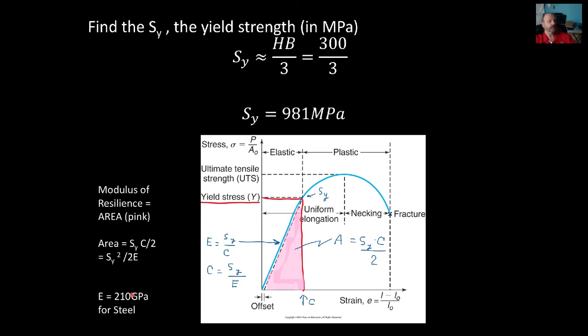And you can look up the elastic modulus of steel. Okay, and it ranges, so if you know exactly what steel you have, you can go look it up. And in this example, they say it's 210 gigapascals. Now that's giga, we were dealing with mega before. So giga is 10 to the ninth. Okay, mega is 10 to the sixth. So make sure you use the right exponents.